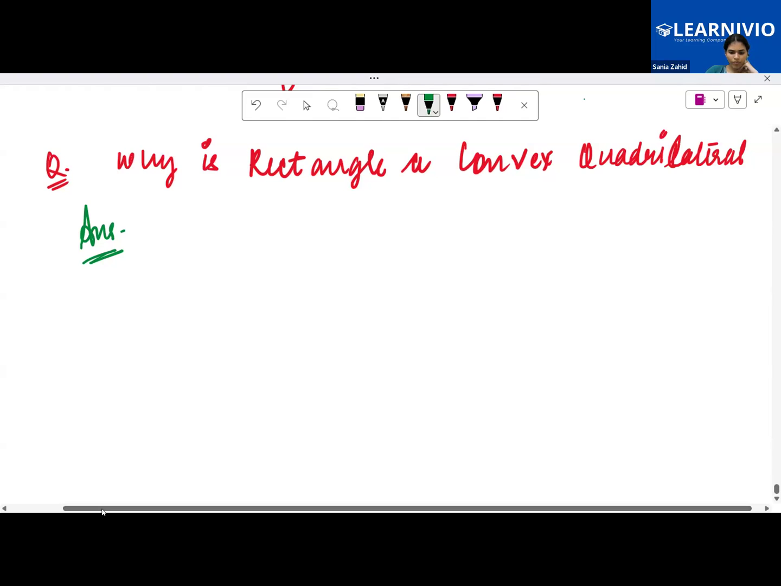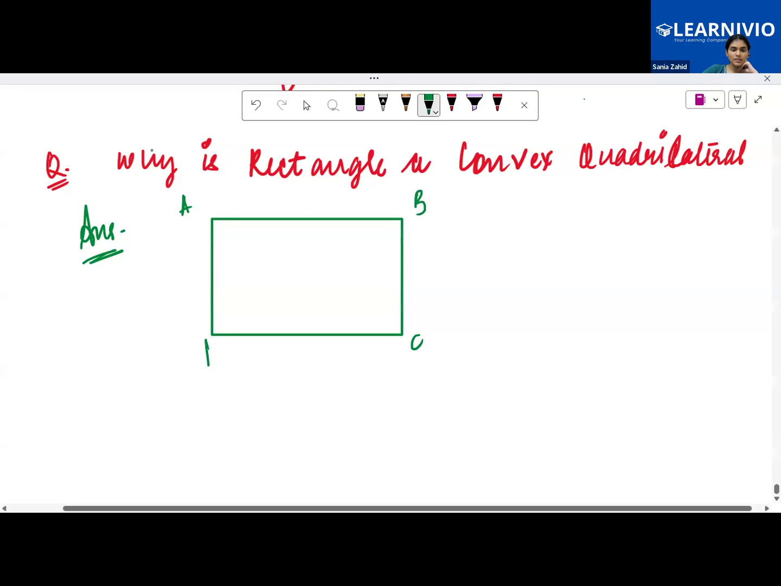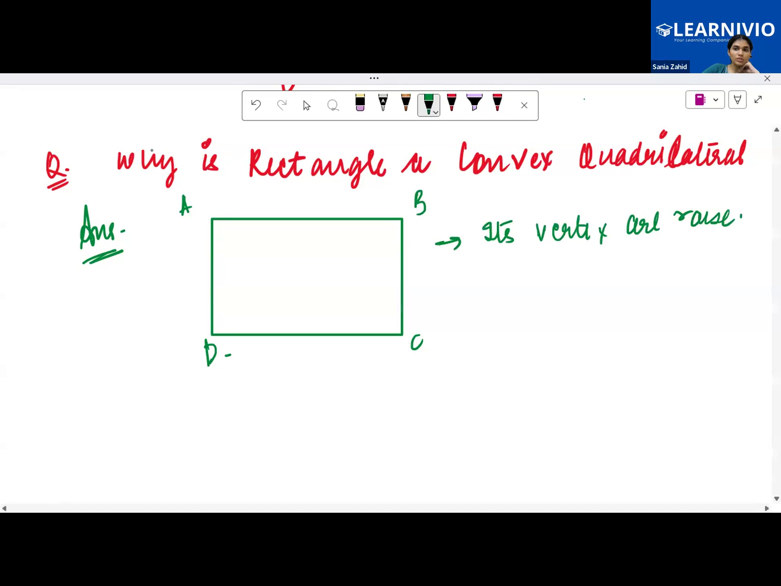Rectangle is a convex quadrilateral because if we join lines to another line, it will not form a different shape. See, this is A, B, C, and D. Or this point we can write like its vertex are raised. What is the meaning of vertex are raised?